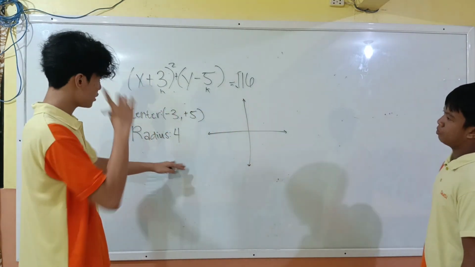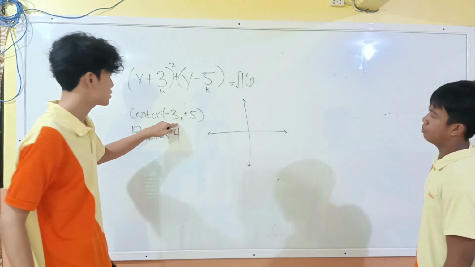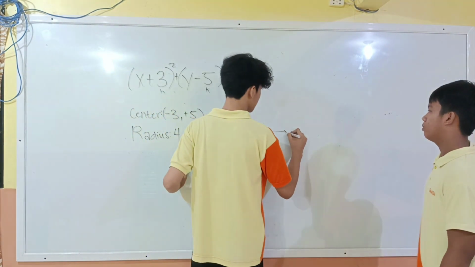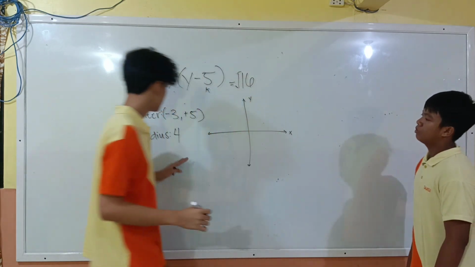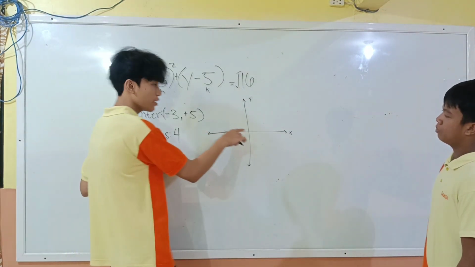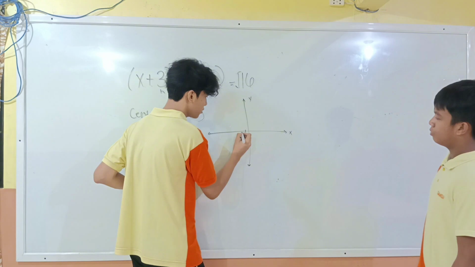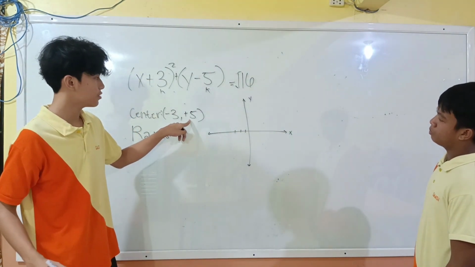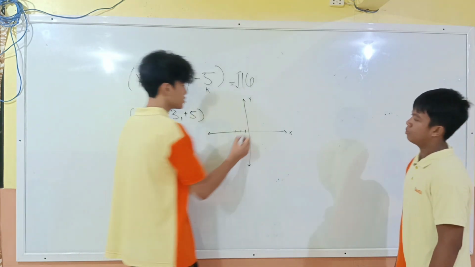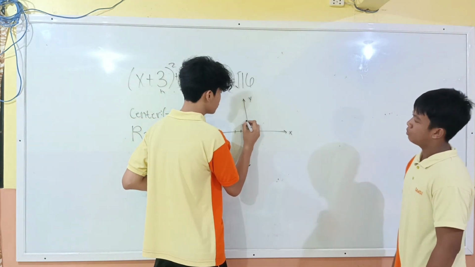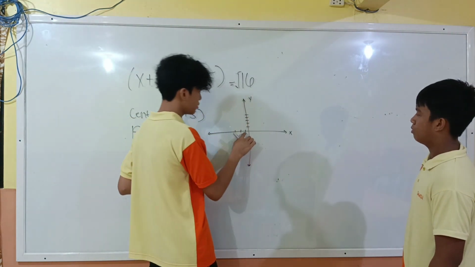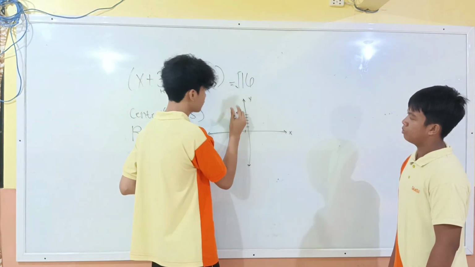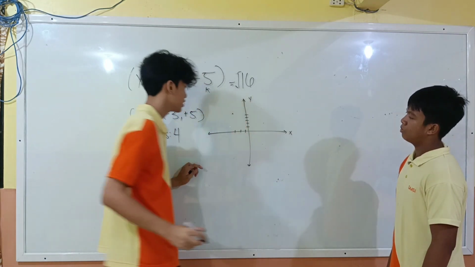So we got the center negative 3, positive 5. So h is going this way, or x, and then this is y. H is also known as x, so negative 3, we got negative 1, negative 2, negative 3. And then positive 5 on the y-axis. So 1, 2, 3, 4, 5. 1, 2, 3, then we just match it. 1, 2, 3, 4, 5. So our center is right here.